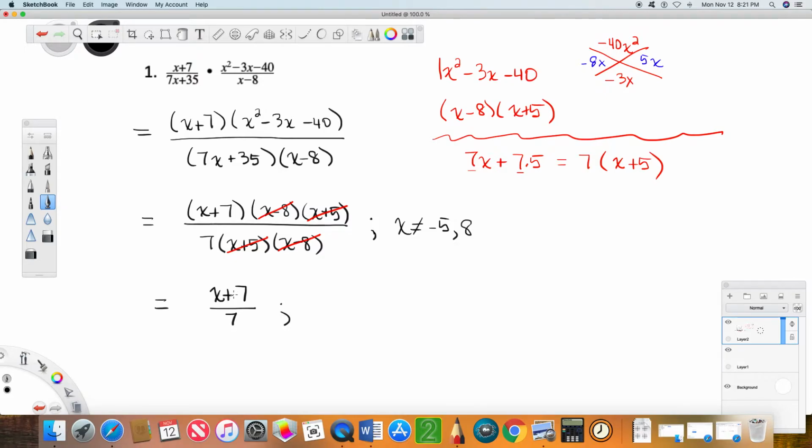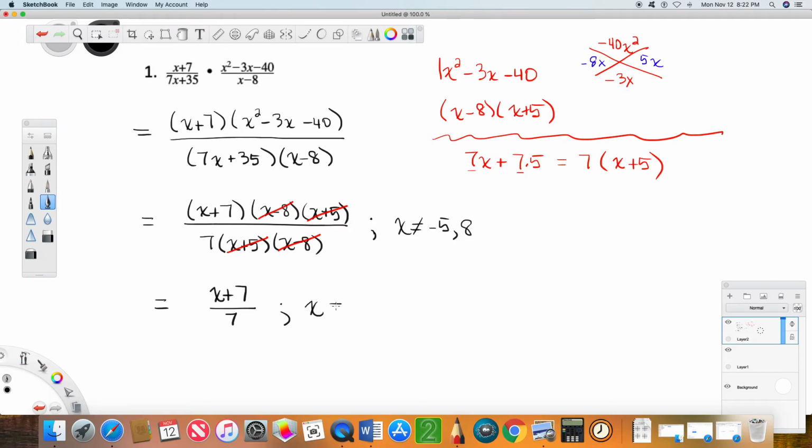Now, we cannot come in and cancel this term with this factor of 7. The only thing that you could do would be to take x and divide it by 7, and to take 7 and divide it by 7, and then you could cancel the 7's, and this would be x over 7 plus 1. But we don't need to do that. I'm just going to leave my answer as x plus 7 over 7. But definitely do not cancel this term with that factor. Only if that addition was multiplication would you be able to do it.